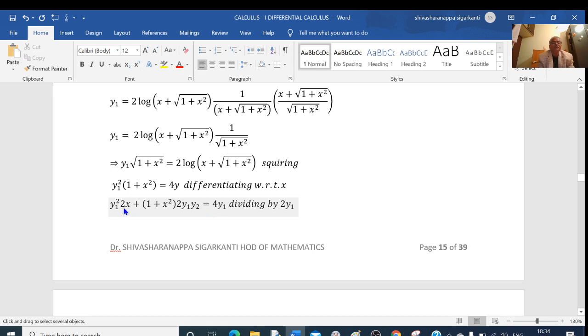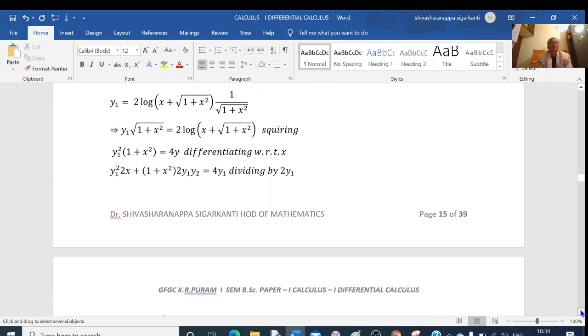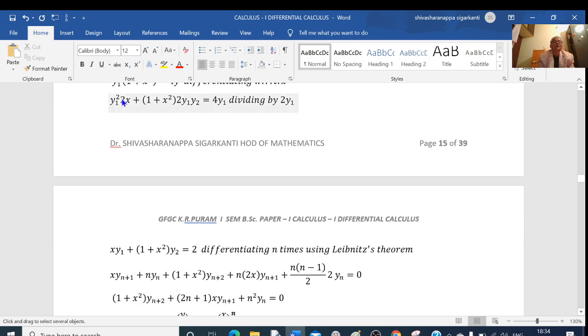Now dividing this equation throughout by 2y1, 2y1 is a common factor here. So dividing throughout by 2y1, 2 gets cancelled, y1 gets cancelled. I am getting x y1 here, plus 1 plus x square into y2 equal to, on the right hand side, I am getting 2. Now differentiating this equation n times using Leibnitz theorem.